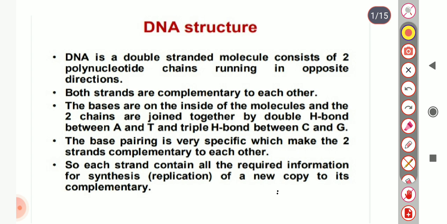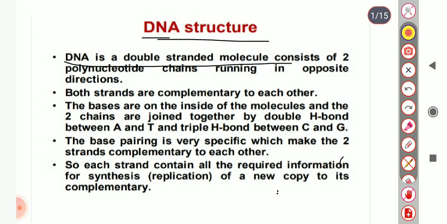It's an exception. In prokaryotes, DNA occurs in the nucleoid and plasmid. But in eukaryotes, DNA occurs in the chromatin of the nucleus. In prokaryotes, DNA is usually circular in structure, but in eukaryotes, DNA is usually linear in structure. This is the structure of DNA.